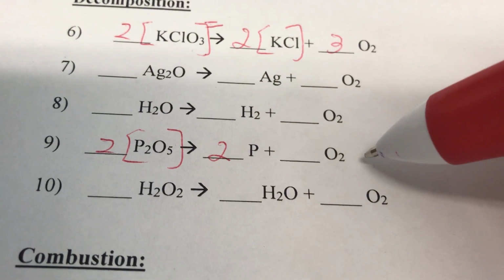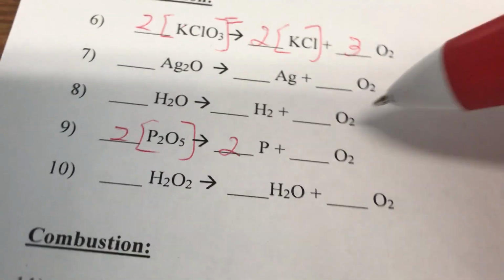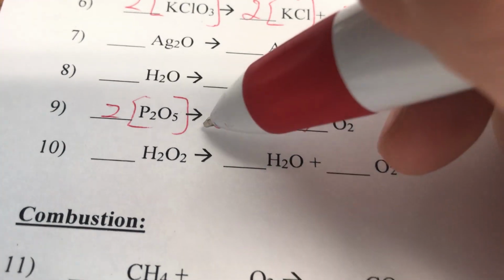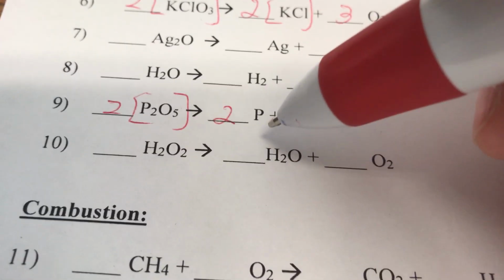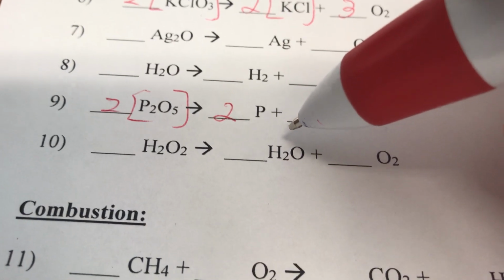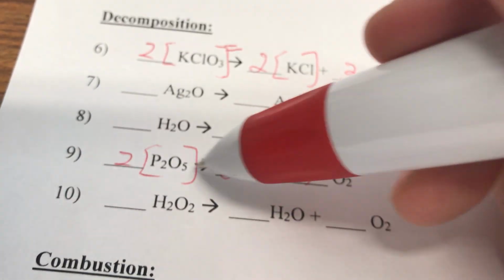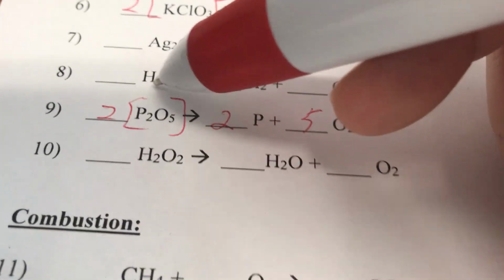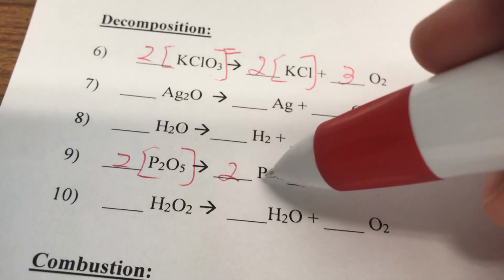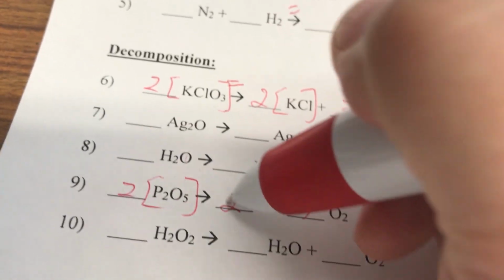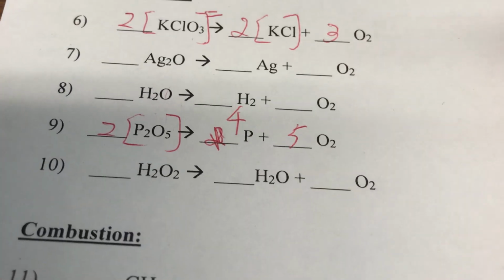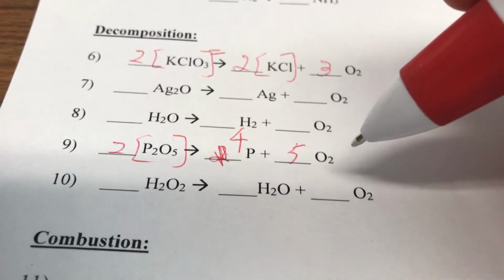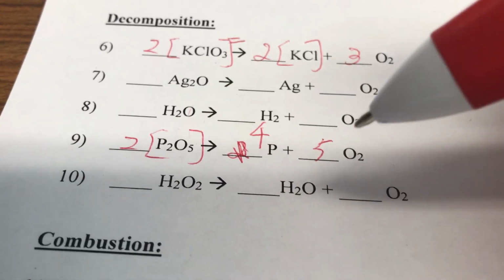Now here, how can I make the oxygen 10? I have to put the 5 here. So 10 oxygen, 10 oxygen. Now remember, before, you made the P balanced. But because you put the 2 in front of the P2O5, P is no longer balanced. Look at the P: I have 2 times 2 is 4. Here, only 2. So I'm going to fix that to be 4. You always need to go back and check everything. Sometimes you put the number on, and it doesn't mean it will be balanced all the time. You need to go back to check.